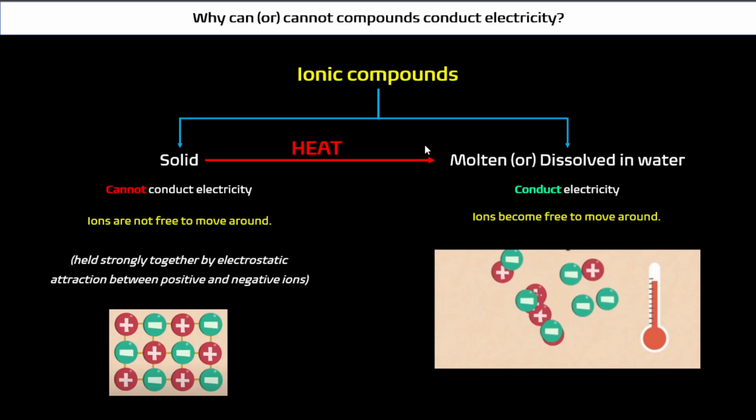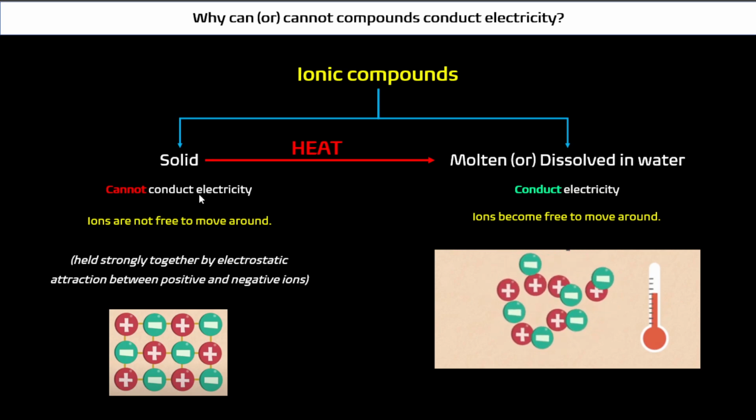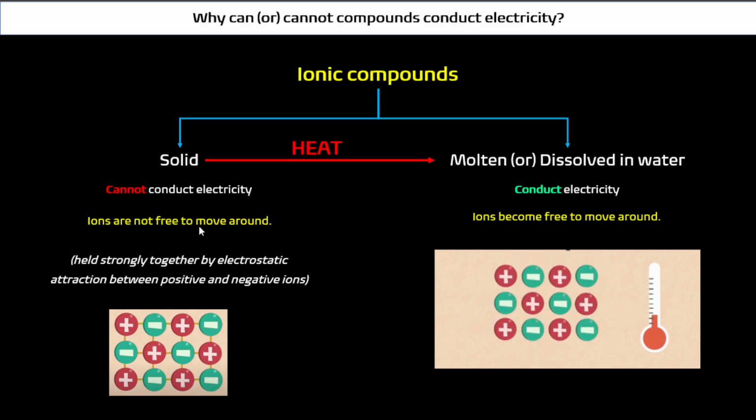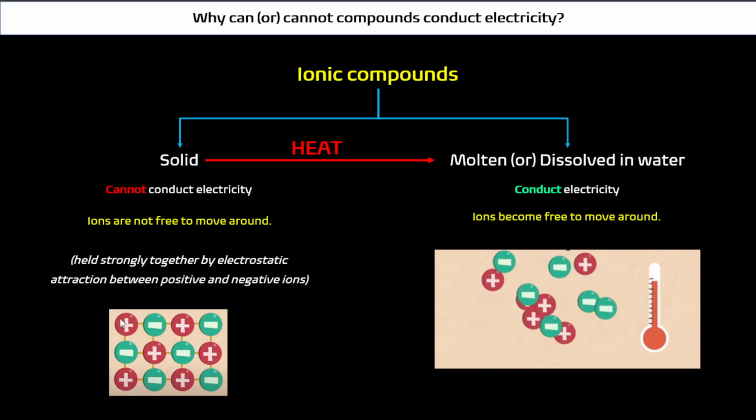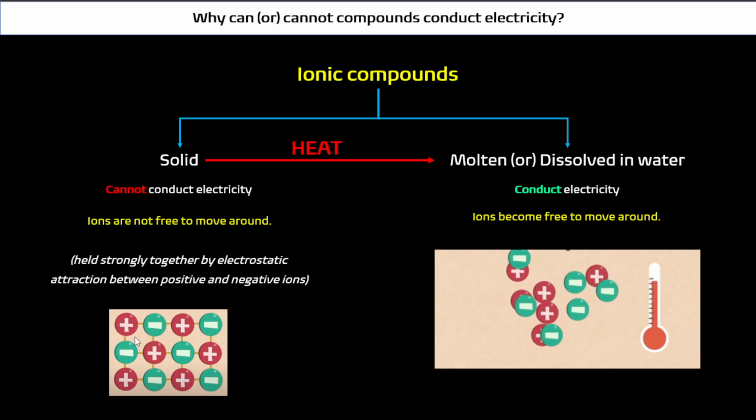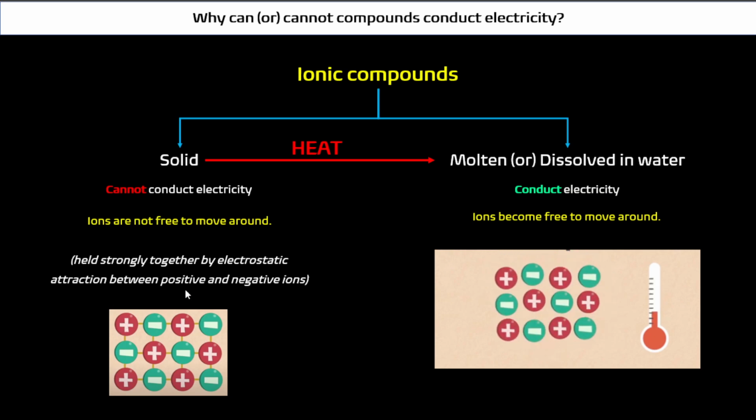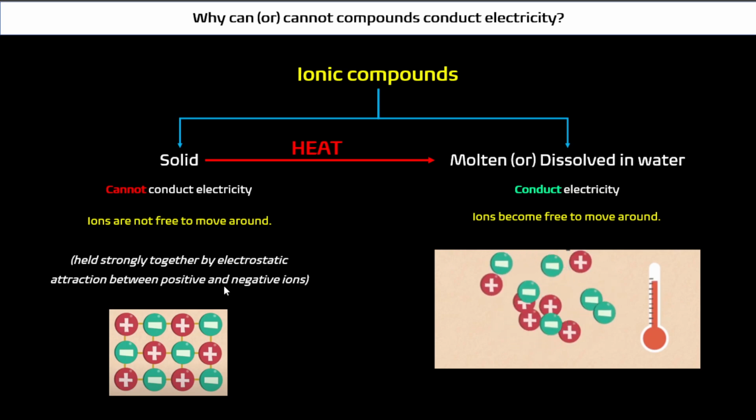For ionic compounds, if they are solid, they cannot conduct electricity because the ions are not free to move around, because the ions inside an ionic compound, when they are solid, are held together very strongly by electrostatic attraction between positive and negative ions.